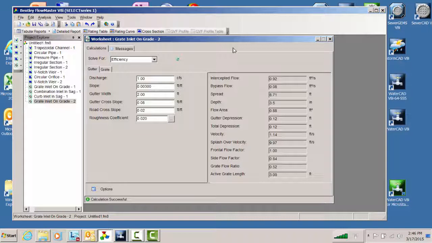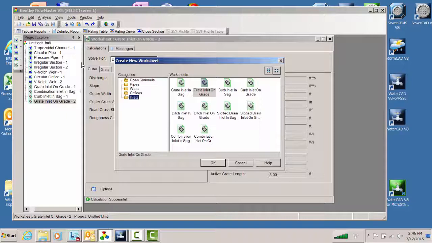So let's take a little more complicated situation, which might be a combination of, let's go back and look at our options first of all. Okay, so we go worksheet, and we have, as I said, many different options here. We have curb inlets as well as grate inlets. We have ditch inlets. We have slotted inlets, and we have combination inlets, and we have them both in a sag situation and on grade. So the most complicated one here, I believe, is the combination inlet in the sag. So let's go and press our luck and try this one, okay?